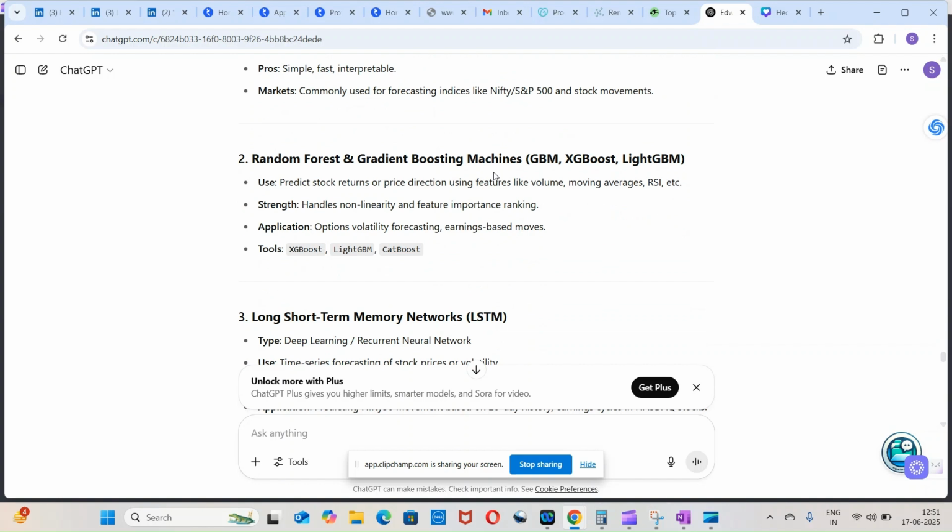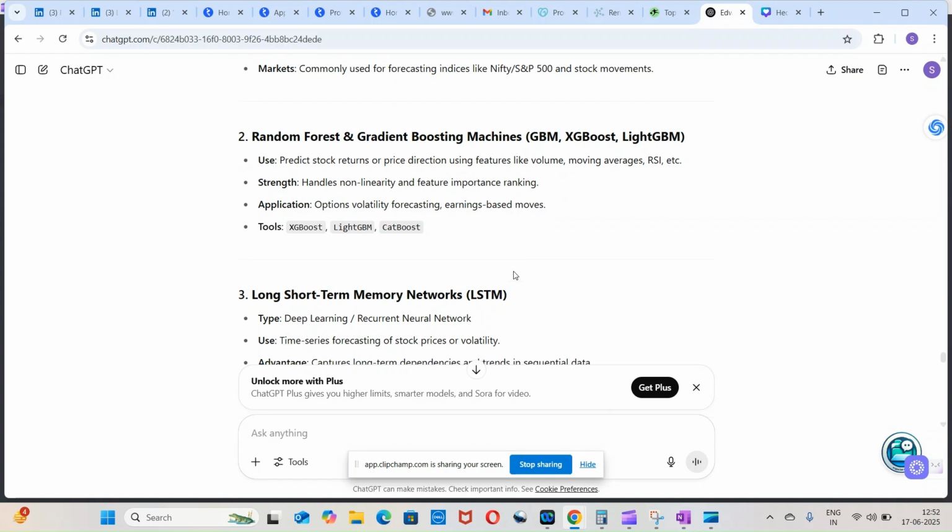So these models are random forest and gradient boosting machines. These predict the stock returns or price direction, using volume, moving averages, RSI. So this is looking at the direction of the price, and then predicting the future based on the pricing direction. And certain other parameters like volume, moving averages, RSI also it uses to do the prediction. And it handles non-linearity, and feature importance ranking it can also handle. And application of these particular models is options volatility forecasting and earnings-based moves.